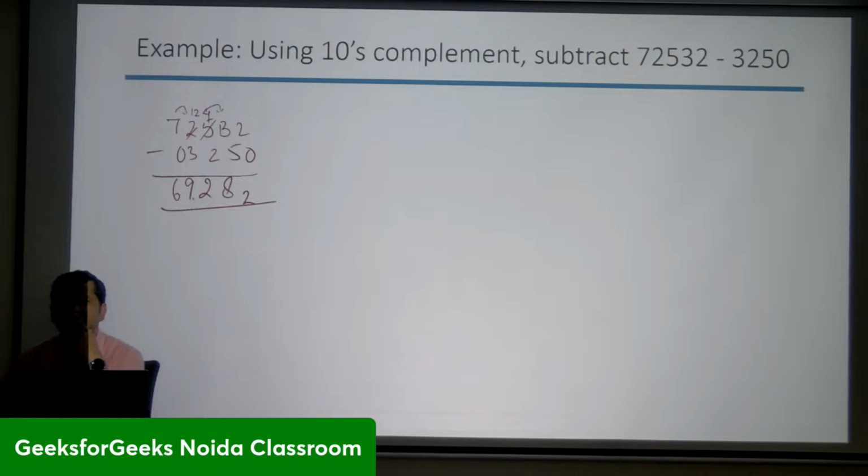but it says not to apply the decimal arithmetic. It is saying that solve this particular question using tens complement. So do we need to take the tens complement of 72532?